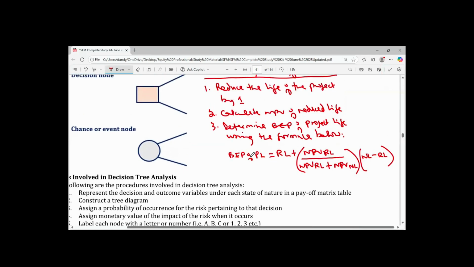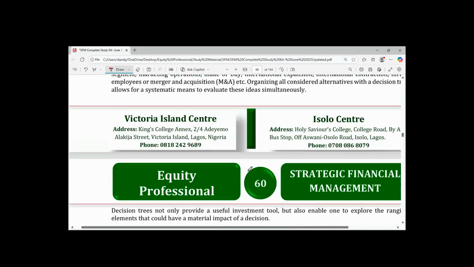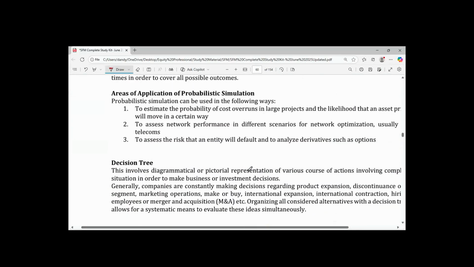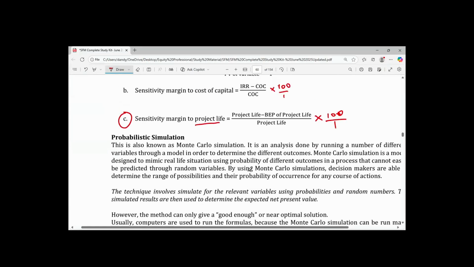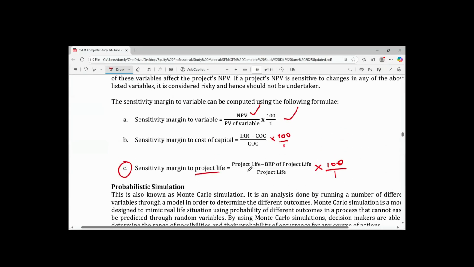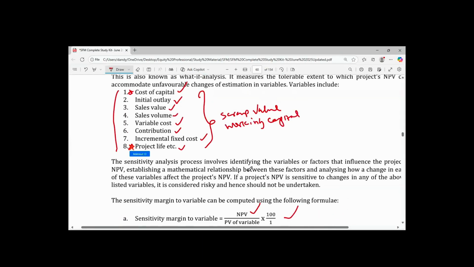So these are the procedures for calculating break-even points of product life or project life. So that's that. At this point, note, when calculating sensitivity margin of sales volume, the present value of contribution should be used as the denominator.